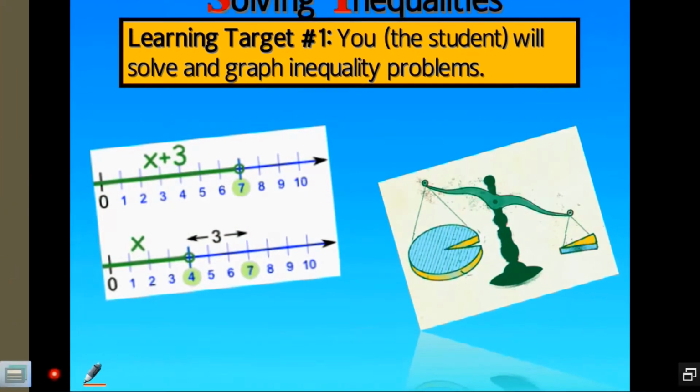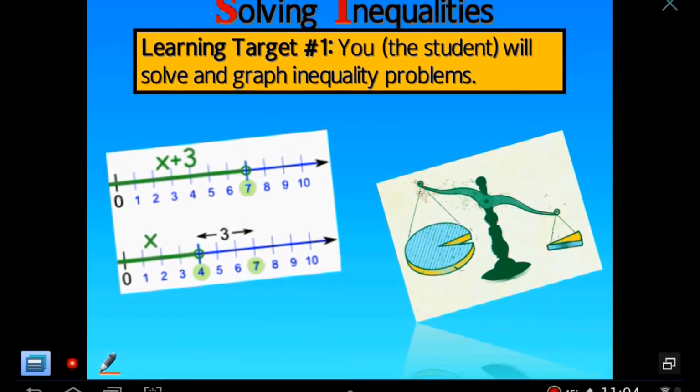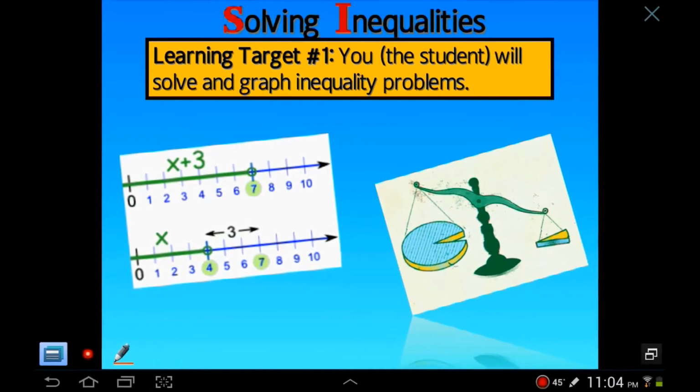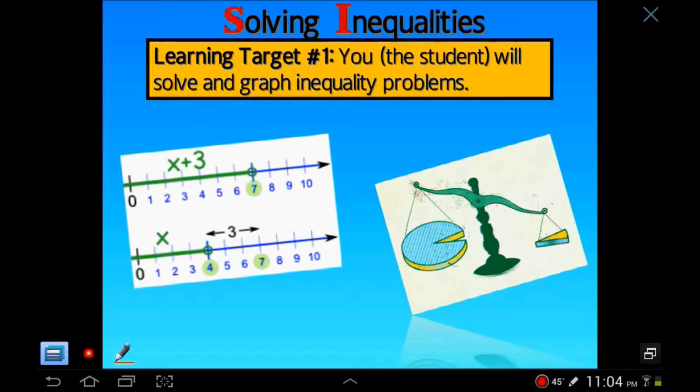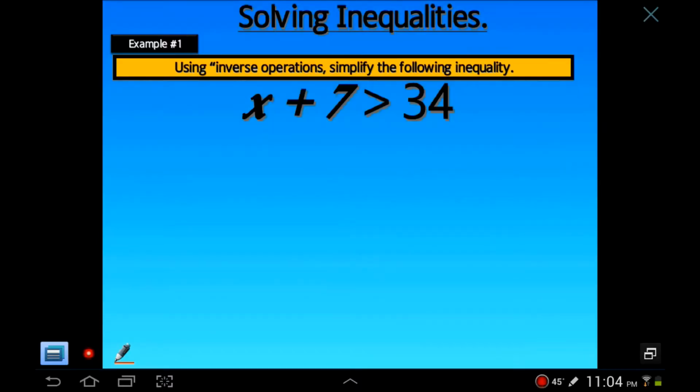Okay, hello everybody. Here is your next lesson. What we're going to talk about today is solving inequalities. Our learning target is pretty simple, and it's all about you guys solving inequalities and graphing your answers. Let's just jump right into our first example here.